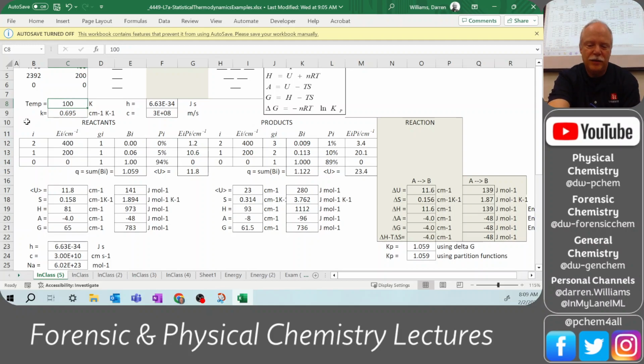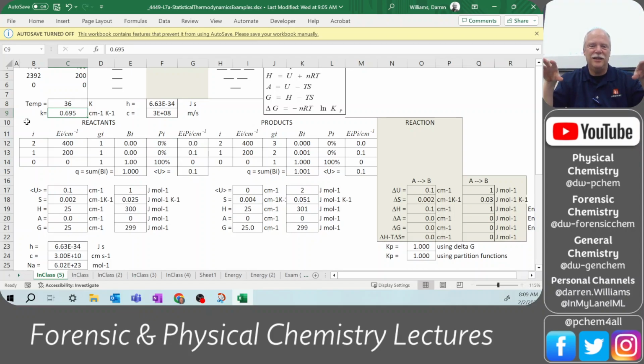Okay, 36. Really cold. So now everything's in the ground state. Look at our population probabilities in our table. Ground state, and the ground states are at the same level. So we throw our molecules at this, half of them are products, half of them are reactants. We're at equilibrium. Delta G is 0, equilibrium constant is 1. So that's a fun type of reaction, when you have endothermic and it's got entropy on the product side, then temperature is what drives it forward and backwards.